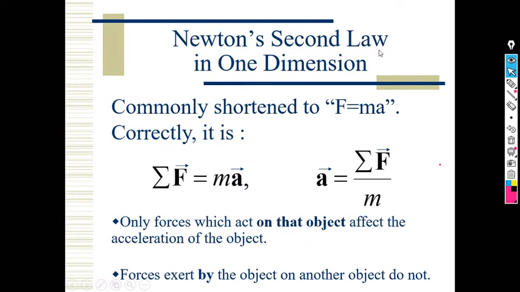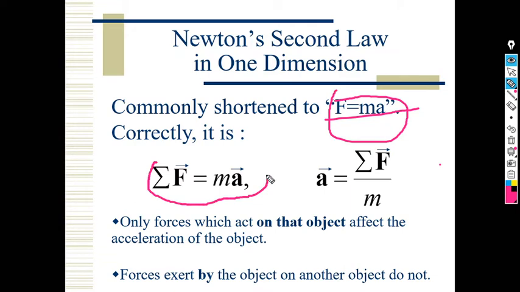Now we move towards Newton's second law in one dimension. Generally, it is F equal to ma in magnitude. The second law of motion is nothing but the product of mass and acceleration of that particular object. That is in magnitude. Since force is a vector quantity, I write the same equation as summation of F bar equal to m a bar, showing both magnitude and direction. Hence, a bar, that is acceleration, is equal to summation F bar upon m.